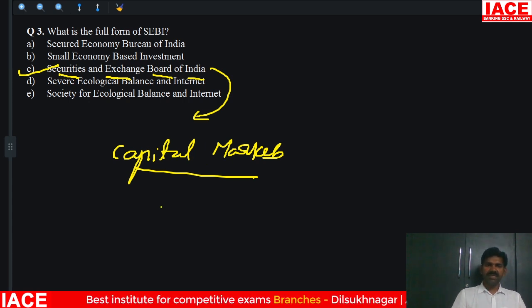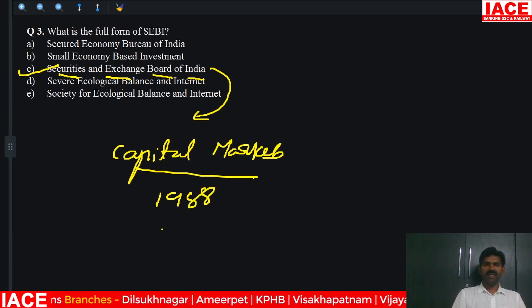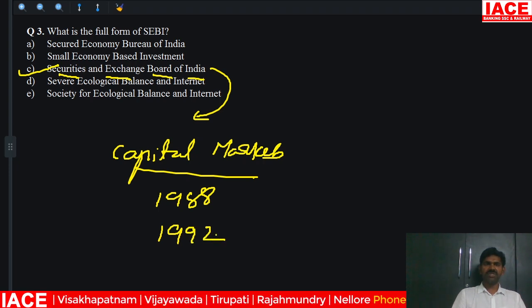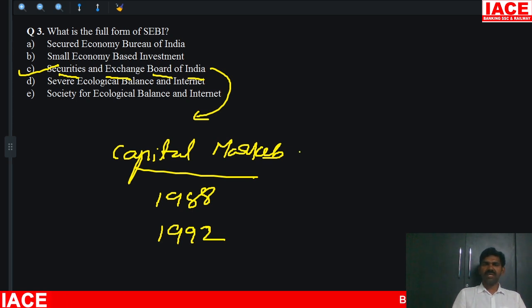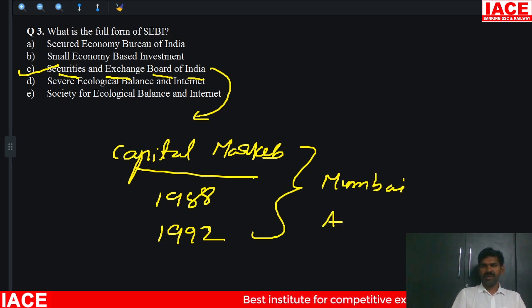This SEBI came into existence in the year 1988 and started functioning from 1992. It became a statutory body. Statutory body means an act was passed, the SEBI Act, to give powers to SEBI. So it became a statutory body in 1992. The headquarters of SEBI is in Mumbai, and Ajay Tyagi is the chairman of SEBI. So, a very important institution called SEBI.